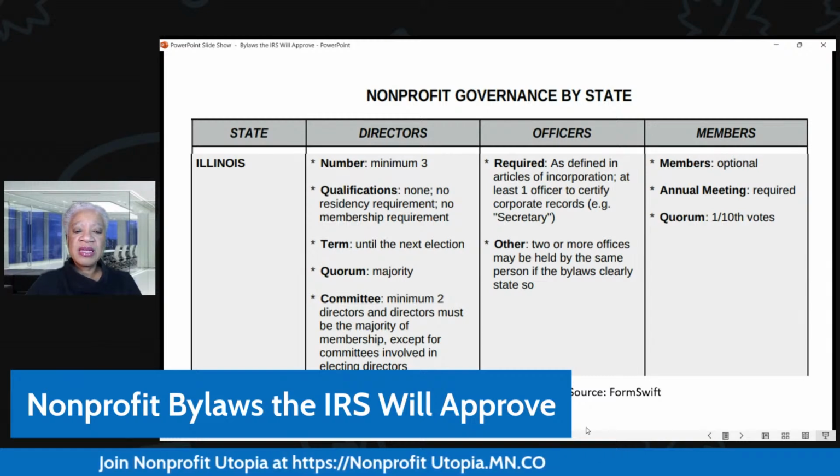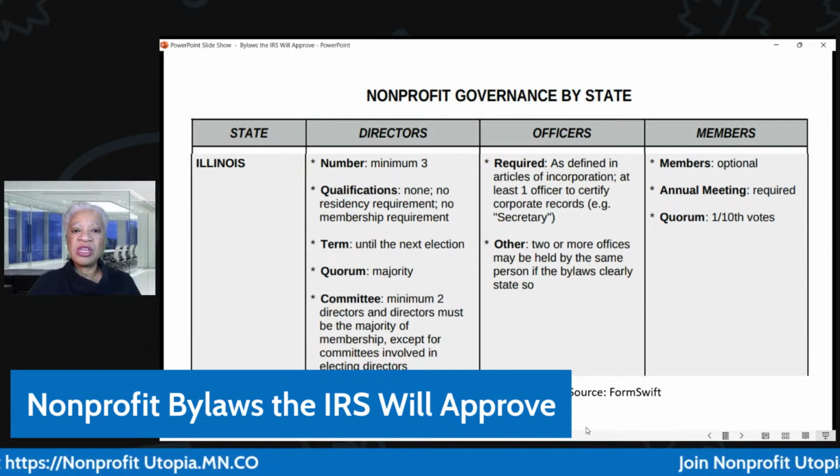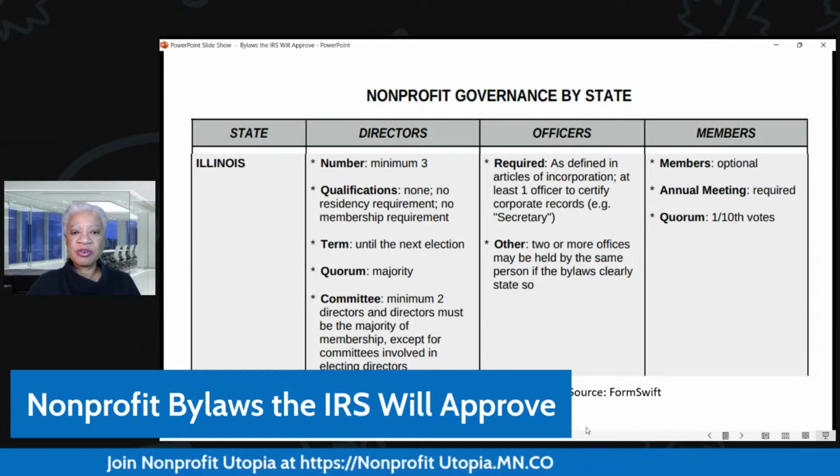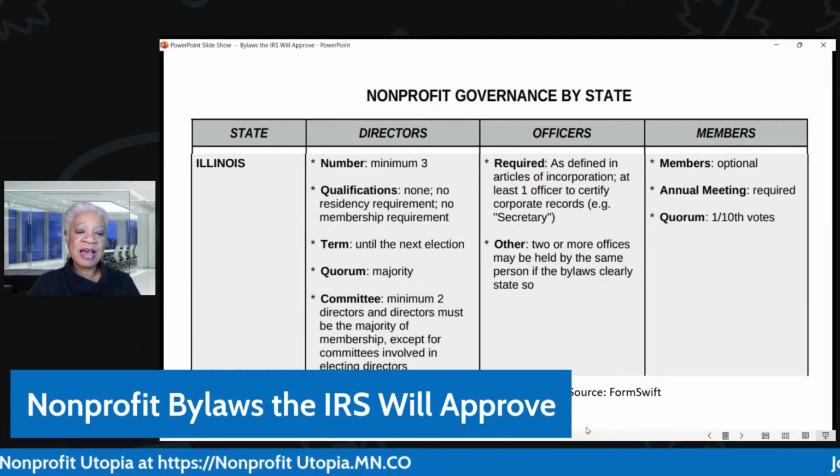The term is until the next election, so that could be whatever number of years that you decide, and you're expecting your board members to complete a full term. So that could be a 1-year term, 2-year, 3-year, 4-year, 5-year.